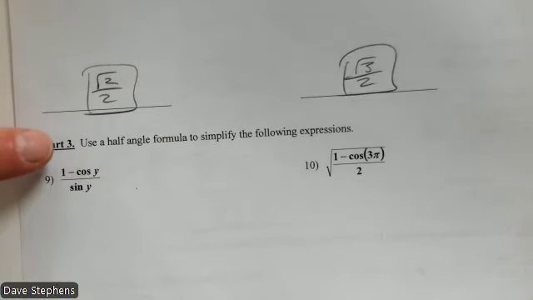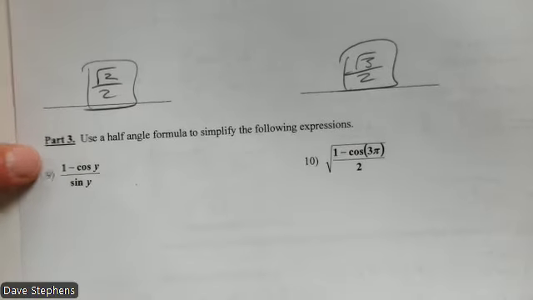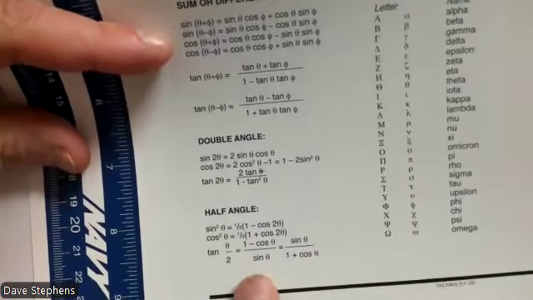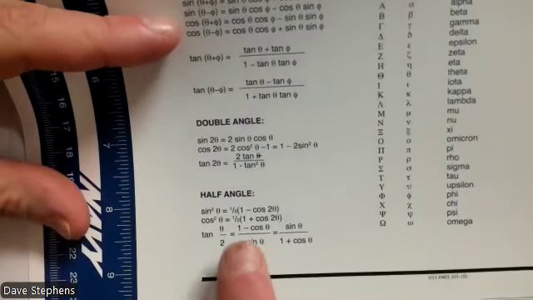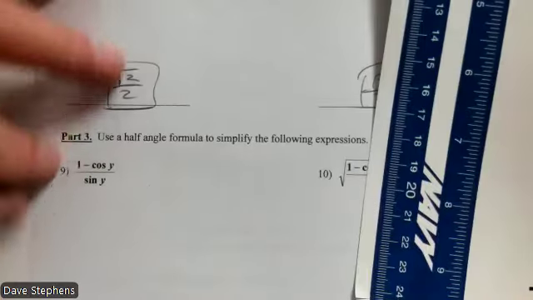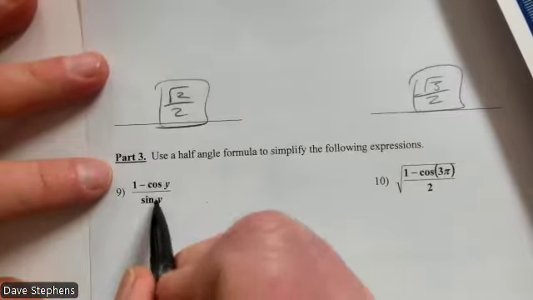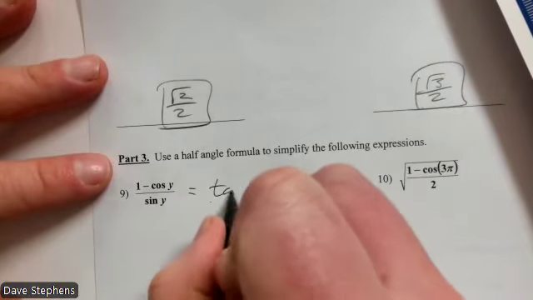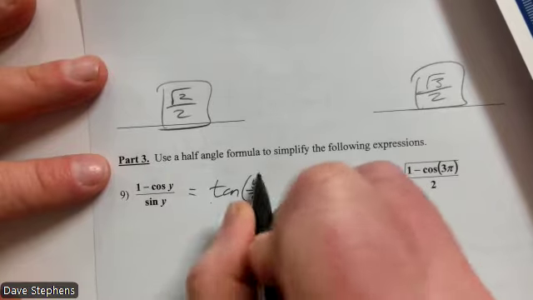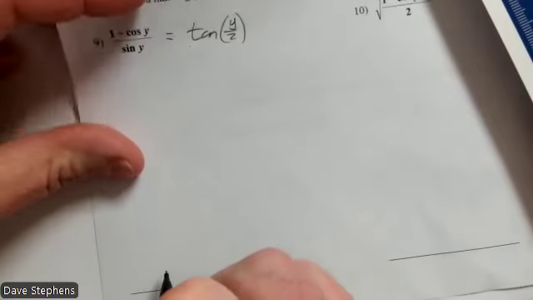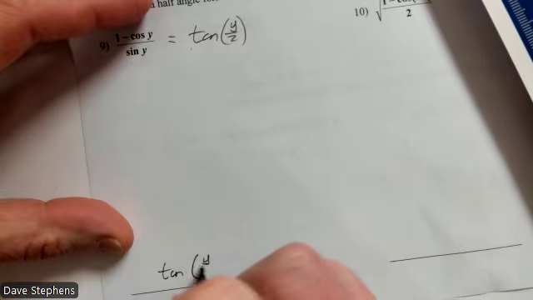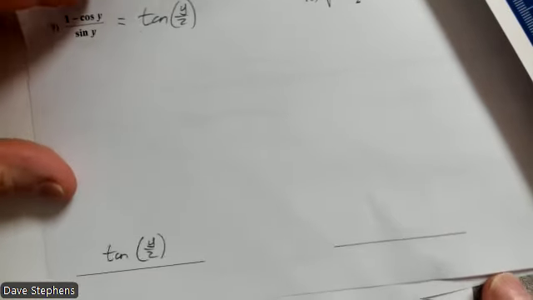Okay, use a half-angle formula to simplify this expression. Got it. That's you, right? 1 minus cosine over 2. Tangent of y over 2. So this is tangent of theta over 2, right? And so we get tangent of y over 2. Okay, as far as I can take it.